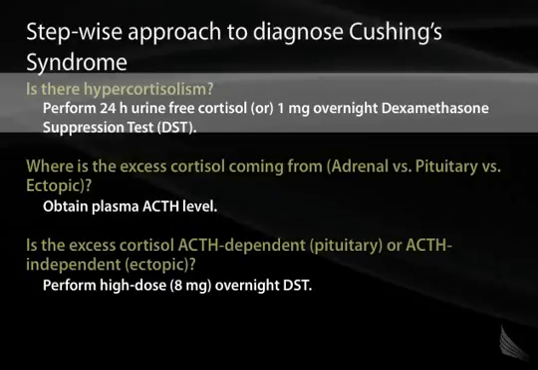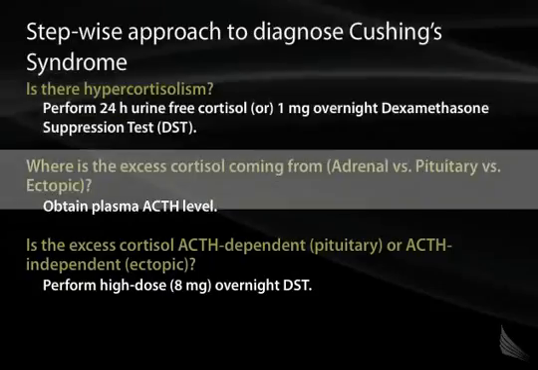In normal situations, when you give dexamethasone, which is a synthetic steroid, not made in our bodies but in fact a drug, the normal response when you give 1 milligram of dexamethasone is a complete suppression of plasma cortisol. If that happens, then the patient does not have hypercortisolism or does not have Cushing's syndrome. If on the other hand you give 1 milligram dex and the plasma cortisol doesn't suppress, then that patient has hypercortisolism or Cushing's syndrome.